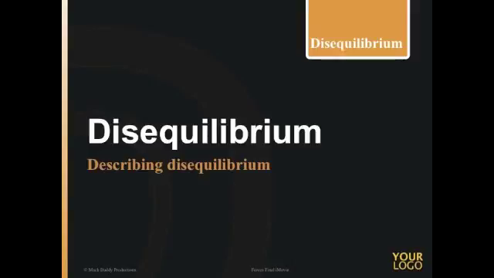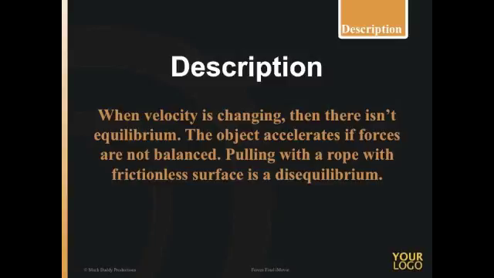Disequilibrium. I'll be describing disequilibrium in the next slide. Description of disequilibrium. Disequilibrium is when velocity is changing. The object accelerates if forces are not balanced, and pulling with a rope on a frictionless surface is disequilibrium.